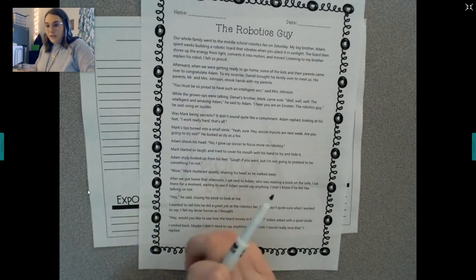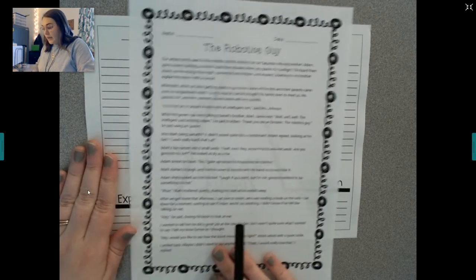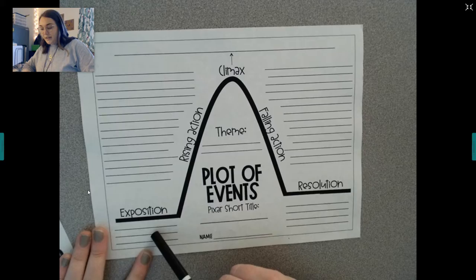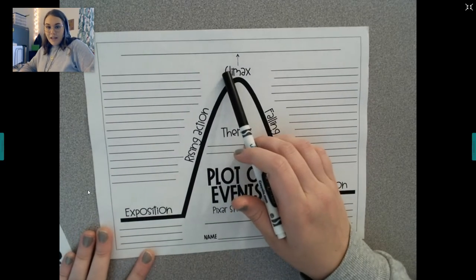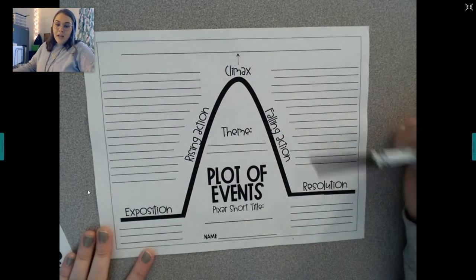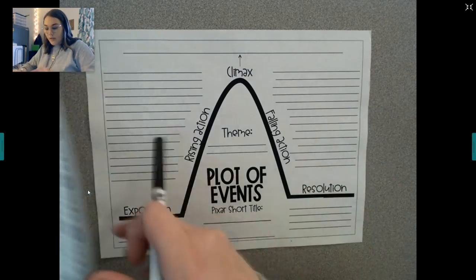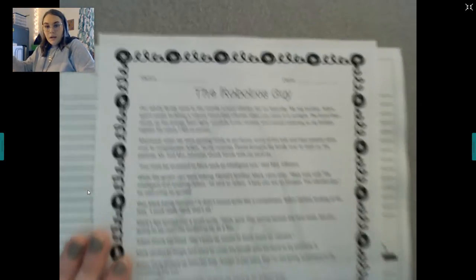So we are going to read this passage. It's called The Robotics Guy, and as we're reading, we're going to find the exposition and the climax together, and maybe the resolution, and then we'll fill in the rising action and the falling action after we finish. So let's go ahead and read.